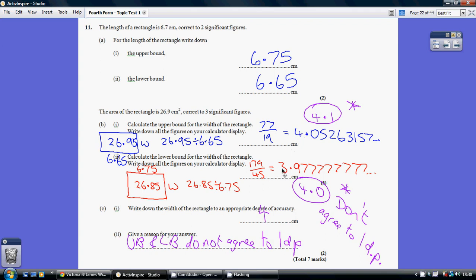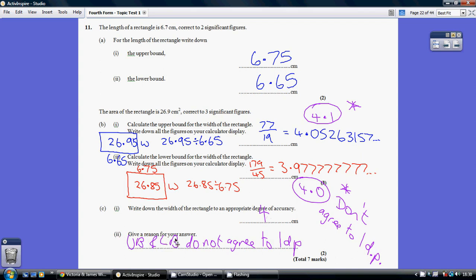Now what about to 1 decimal place? Well, this upper bound is 4.1 to 1 decimal place. However, the lower bound is 4.0. So they do not agree to 1 decimal place, so you can't go as far as that. So we can't be very accurate at all. We've just got to say that the appropriate degree of accuracy is just 4 centimetres.